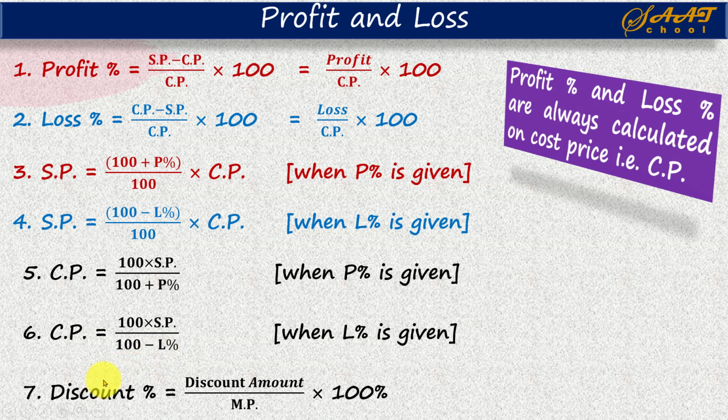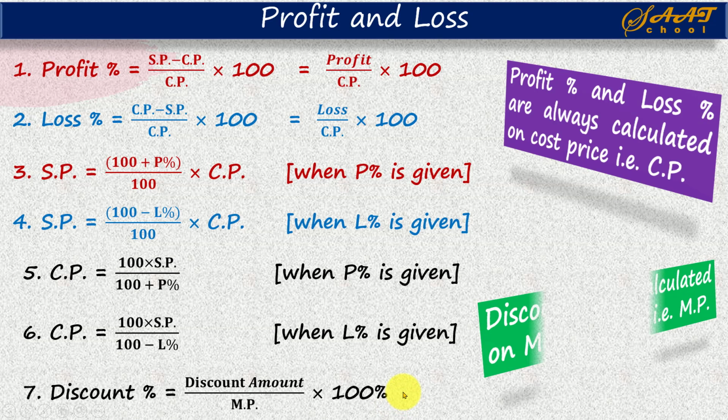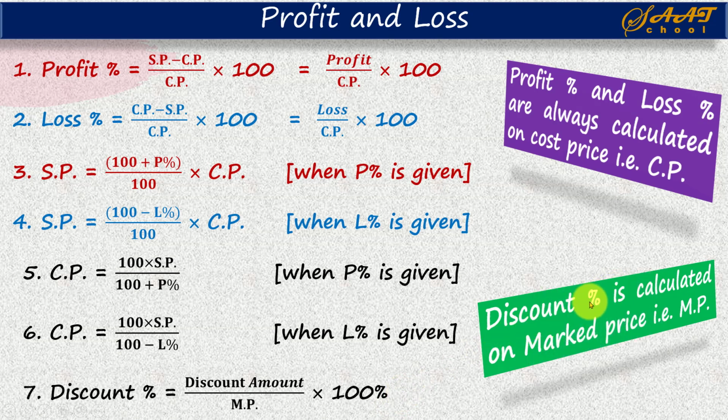Or you can find discount percent using this relation: discount amount divided by mark price multiplied by 100. Here again, one point to note: the discount percent is calculated on mark price, that is MP. Profit percent and loss percent are calculated using cost price. For discount percent, we use MP, that is mark price. So remember these two. For profit percent and loss percent, use cost price, meaning divide by cost price. To find discount percent, use mark price, meaning divide by mark price.